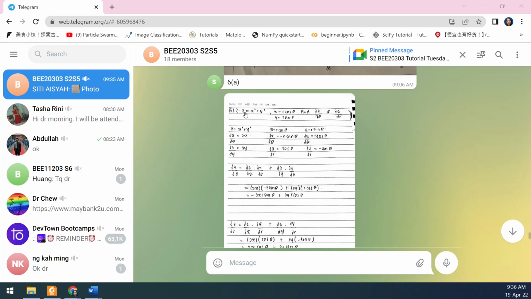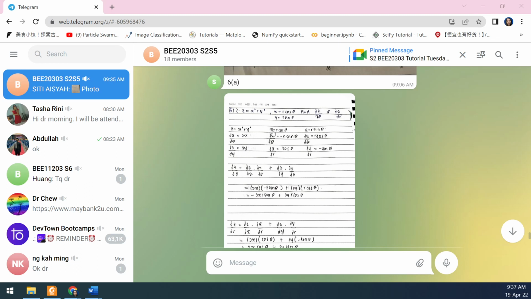Question 5c, z is x squared plus y squared, and x is r cos theta, y is r sin theta. Find del z del theta and del z del r. From z equal to x squared plus y squared, del z del x, you have 2x, correct? Del z del y, 2y, correct?